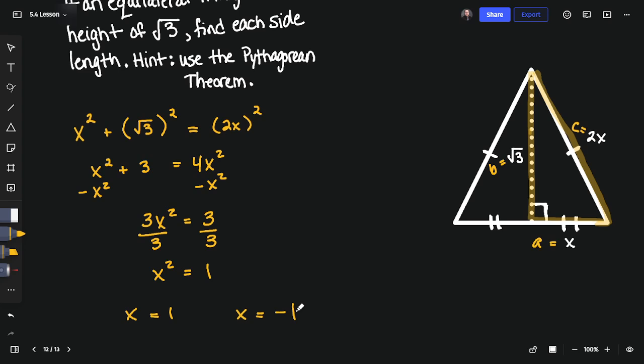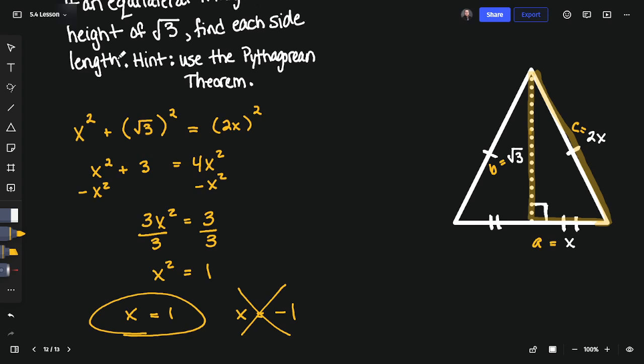This is where the context of our situation is very important. We're talking about the side lengths of a triangle. And the side lengths of a triangle can never be negative. So finally, we have x equals 1.